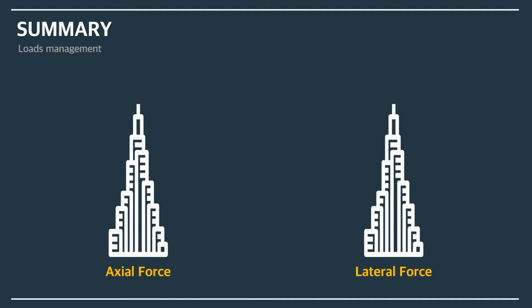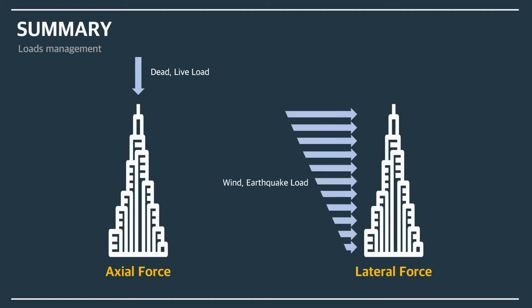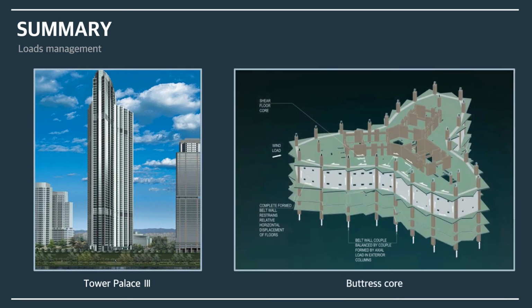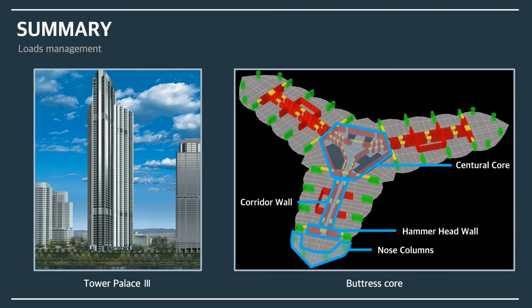The loads applied to the building were axial force and lateral forces. By using the structural system in Burj Khalifa, they developed and used the buttress core, the latest technology used in Tower Palace 3, for the reason of Dubai.